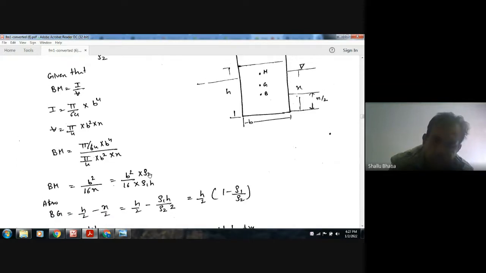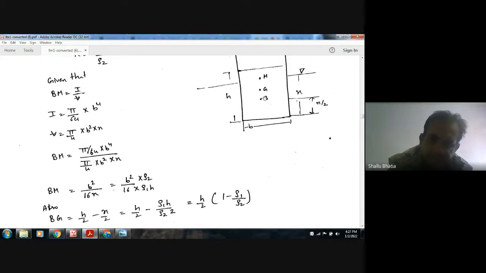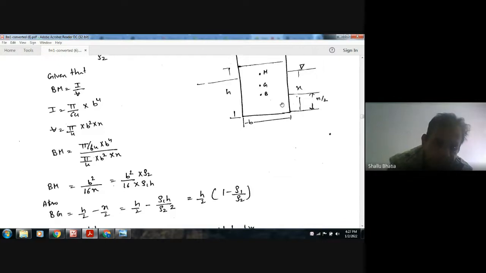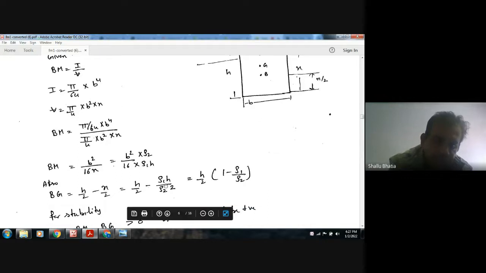Now BG. G is at h by 2 from the bottom, and B is at x by 2. So BG is h by 2 minus x by 2. So h by 2 common, 1 minus rho 1 by rho 2.